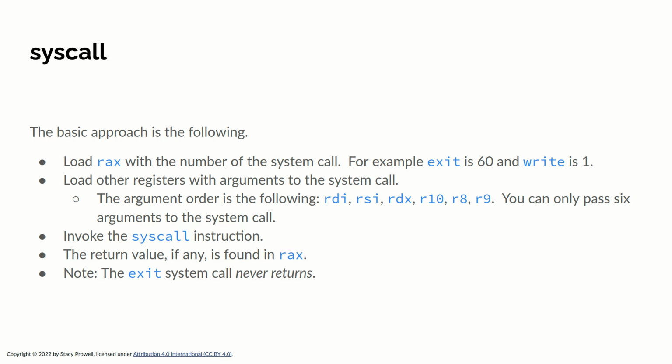You can only pass 6 arguments to the system call. That's it. Each one of those is 64 bits, so you could pass a byte or an int or a full address, like a pointer.